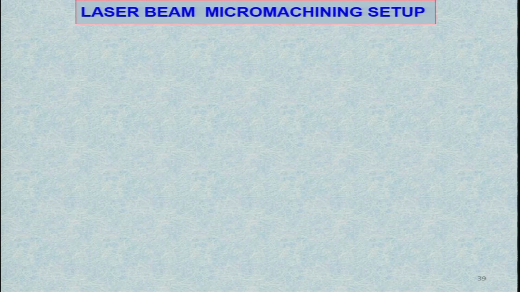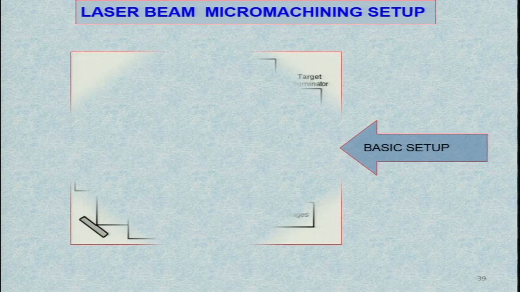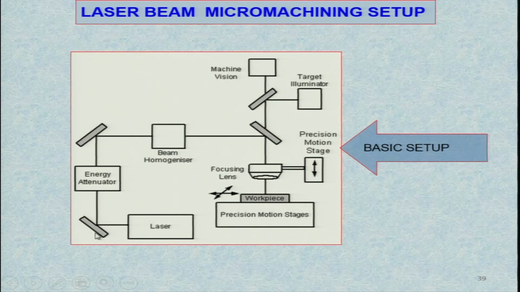Laser beam micromachining setup is shown over here. You can see laser source, laser is coming from there, reflecting, then energy attenuator is there, and then again reflection, then beam homogenizer is there, and after reflection it comes to the focusing lens, and it focuses the laser beam on a particular location on the workpiece.